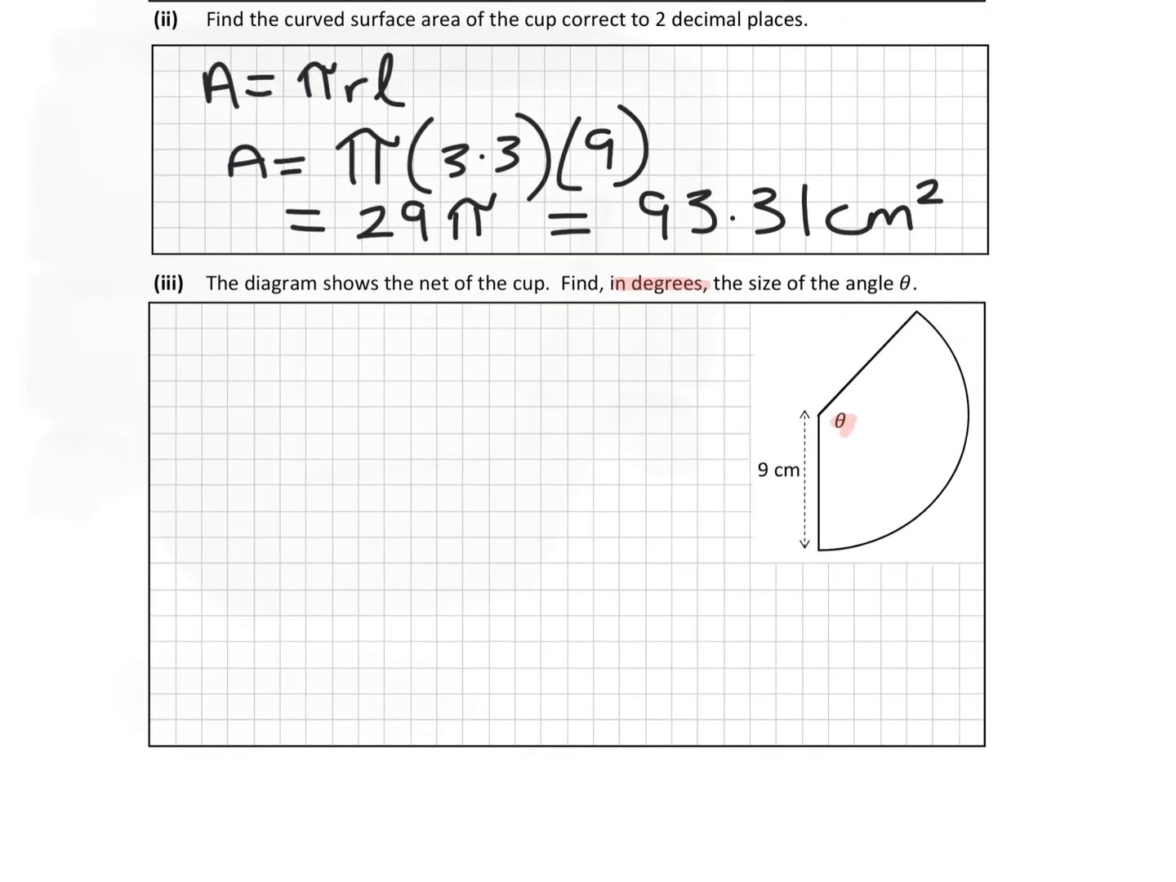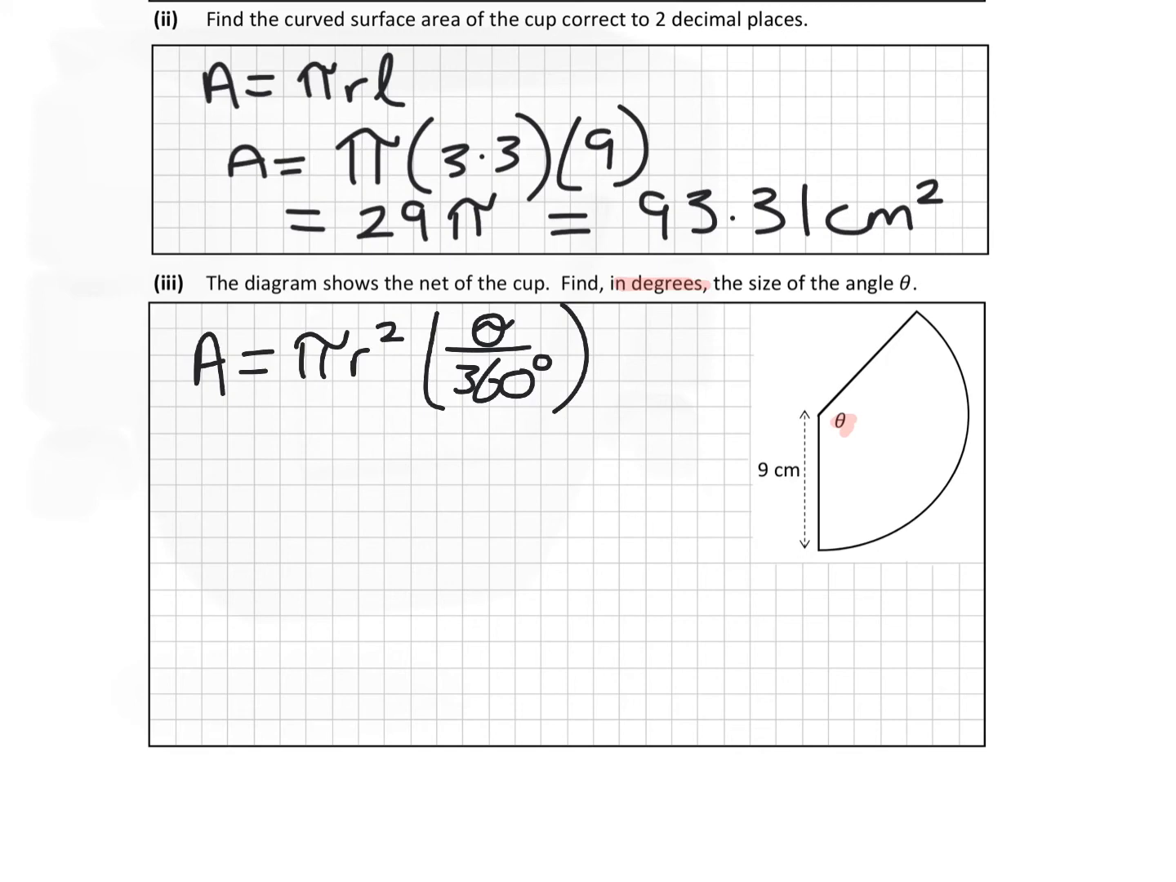So you'll see here we found the curved surface area of the cup. Now, the curved surface area of that cone is the net of the cup. So we've already found that curved surface area, and we can let that equal the area of the sector, which in degrees has the formula: area is equal to pi r squared theta over 360 degrees.